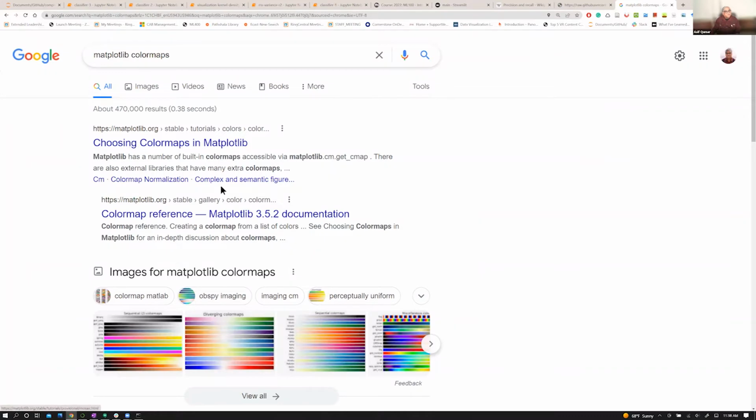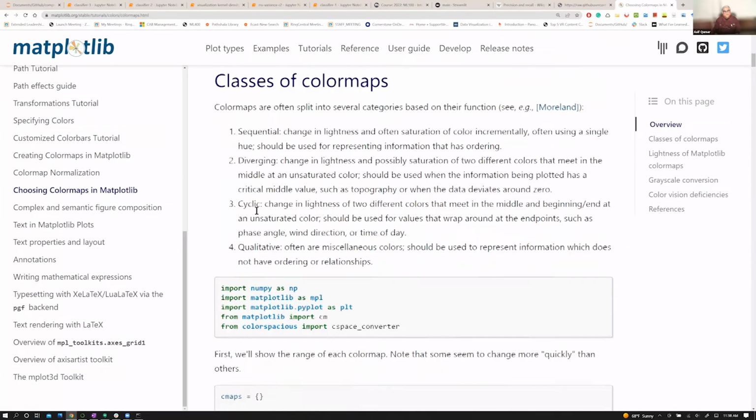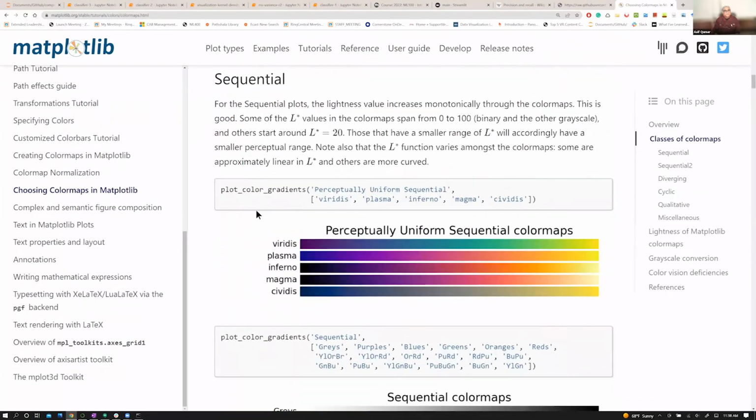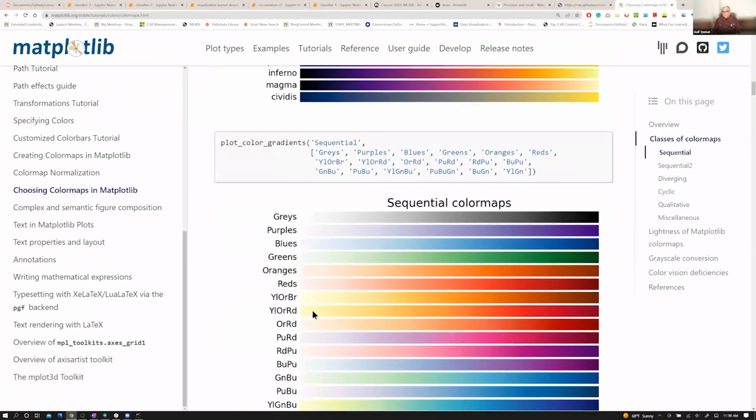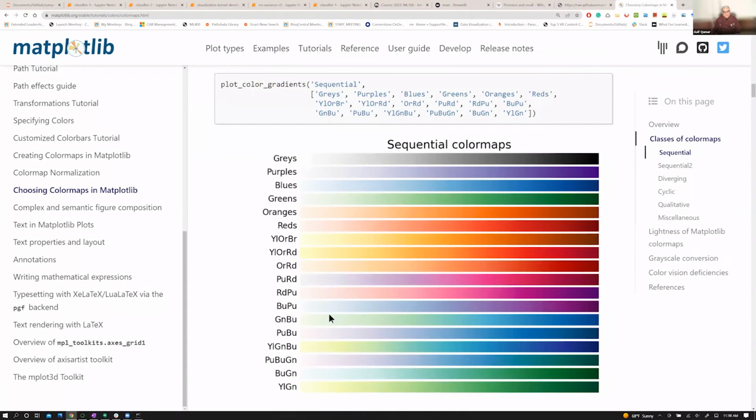So here we go. Color maps tutorial. There are lots of color maps here. So you can have a sequential color map. By the way, Viridis is pretty popular. Quite often you see it being used. Now, you can have a monotonic color map like yellow gradually going to red, or red-blue.